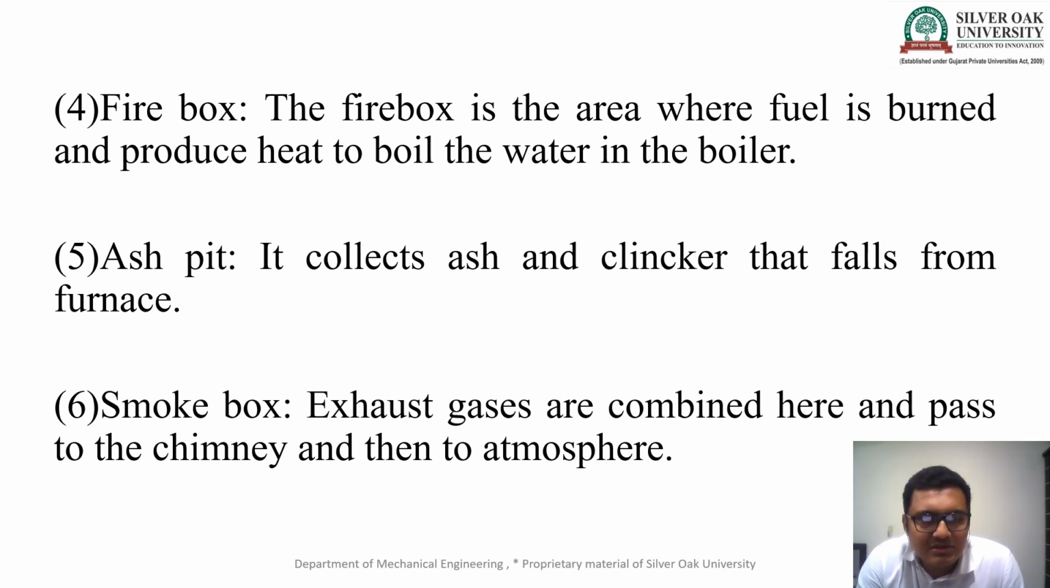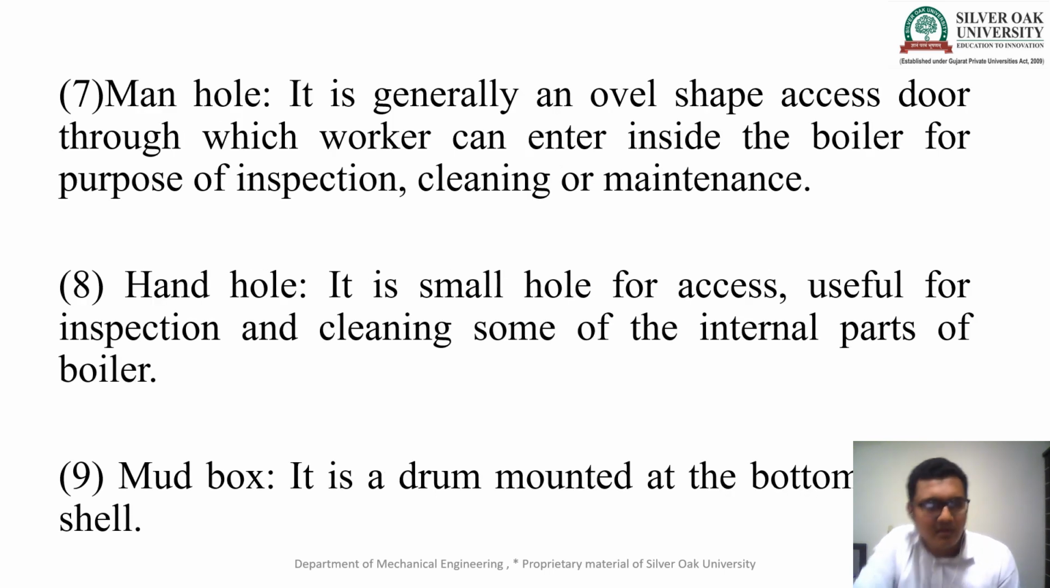Sixth one is called the smoke box. Smoke box means the exhaust gases are combined here and then pass through the chimney to the atmosphere. It is nothing but a collection box of the exhaust gases, and then the gases are transferred to the chimney and the atmosphere. Now the manhole. Manhole is required for maintenance or inspection purposes. It is generally an oval-shaped access door through which a worker can enter inside the boiler for inspection, cleaning, or maintenance.